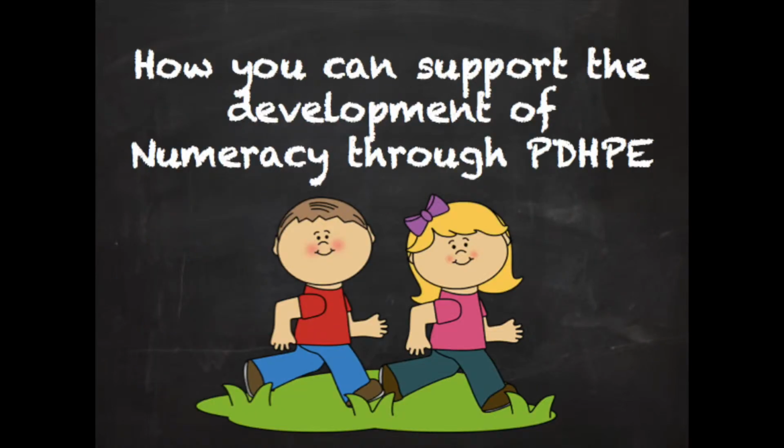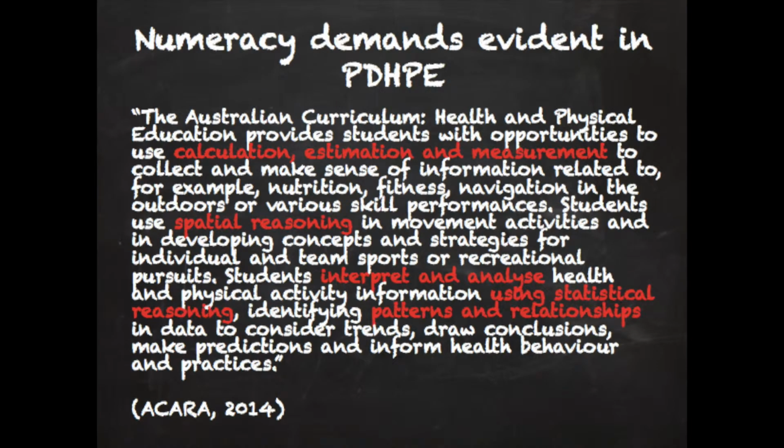Okay, so now focusing on the key learning area, PDHPE, how can you support the development of numeracy? This was taken exactly from the Australian curriculum. It's the link to PDHPE and numeracy. So focusing on the numeracy demands, I've highlighted which ones are evident, which include calculation, estimation and measurement, spatial reasoning, interpreting and analysing, using statistical reasoning, and patterns and relationships. I'll just give you a few moments to read this.